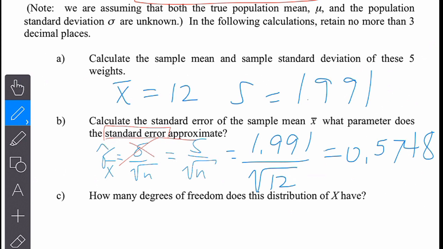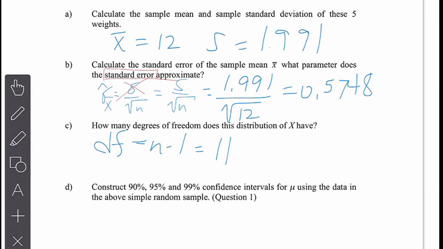How many degrees of freedom does the distribution of x have? X has n minus 1 as the degrees of freedom. So it was 12, so now it becomes 11. So with that information, we know to go to the 11th row. If we go to the 11th row, we want to pick up on the t table, because t has a distribution with 11 degrees of freedom. So we want to get the critical values from the t table for 90, 95, and 99% confidence. So we'll pick those up.